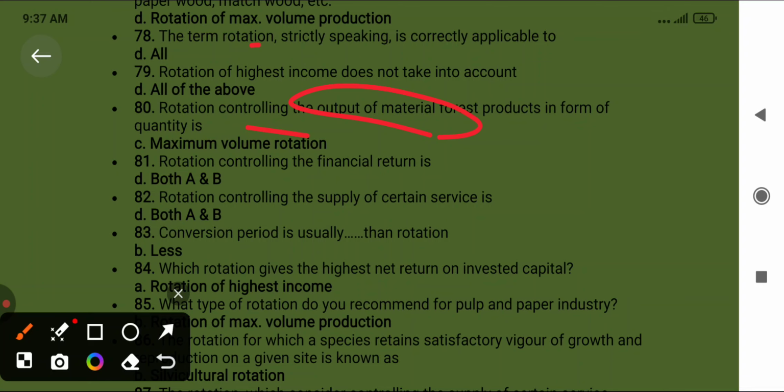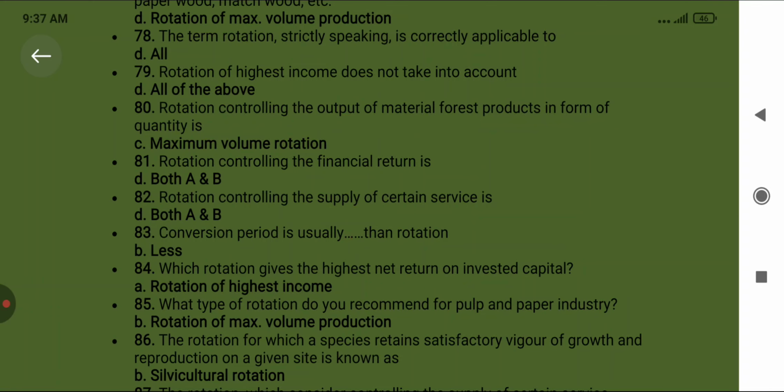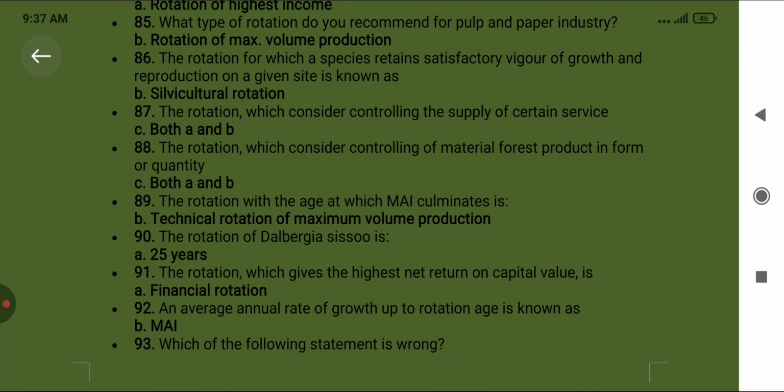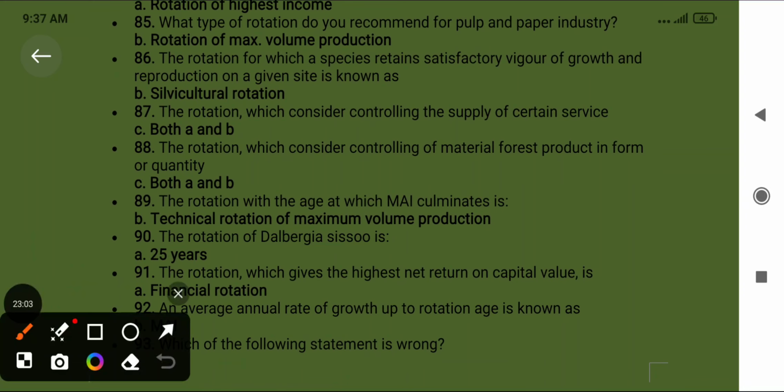Conversion period is usually less than rotation age. Conversion loss happens at rotation age. Which rotation gives the highest net return on invested capital? Rotation of highest income. And which type of rotation do you recommend for the pulp and paper industry? Rotation of maximum volume production.